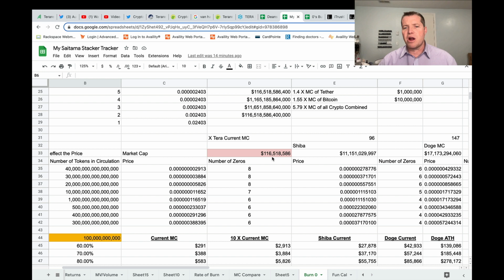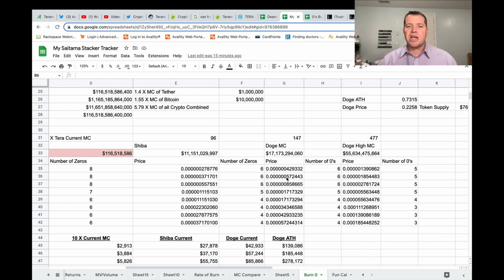So the current market cap for Terareum is 116 million. It's a little lower than that. This is the market cap carryover from yesterday. Shiba Inu and Doge, I'm pulling them into this discussion to give you some reference as to what the potential for this project could be.